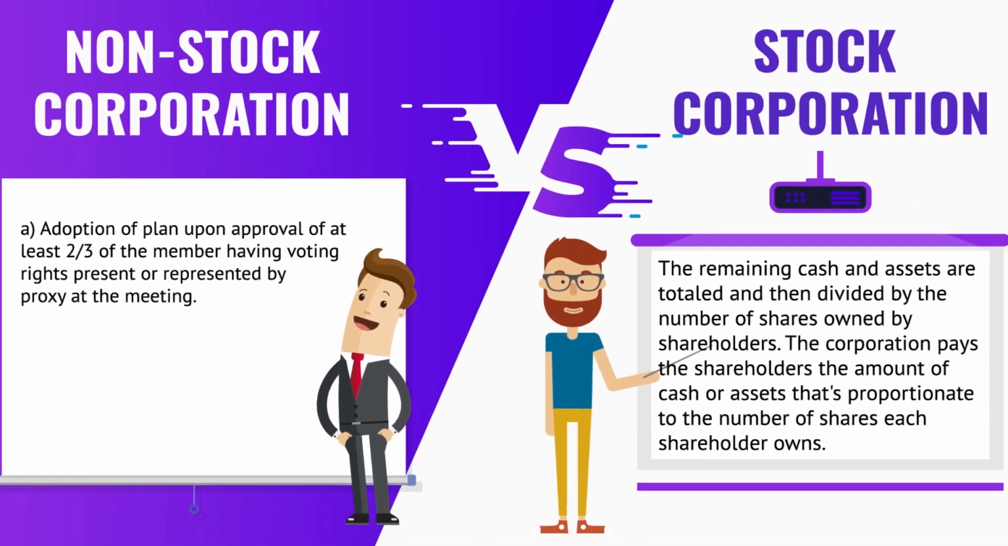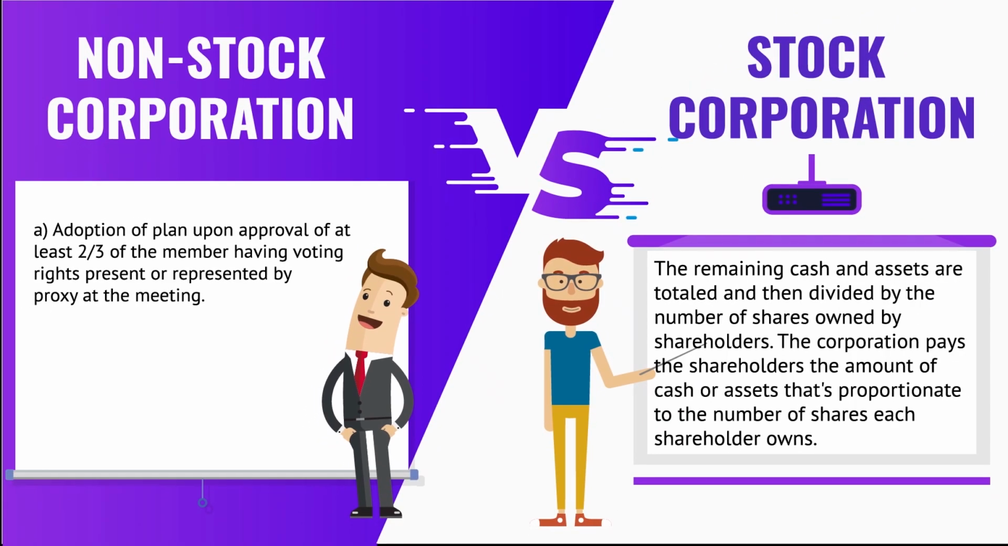Also in non-stock, adoption of the plan requires approval of at least 2/3 of the members having voting rights present or represented by proxy at the meeting. While in stock, the remaining cash and assets are totaled and then divided by the number of shares owned by shareholders. The corporation pays the shareholders the amount of cash or assets that is proportionate to the number of shares each shareholder owns.